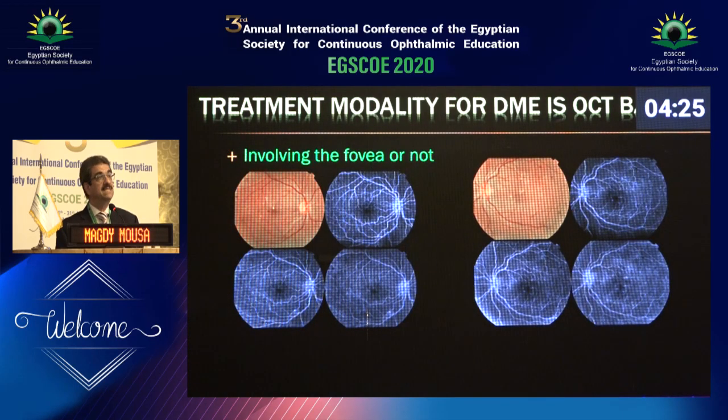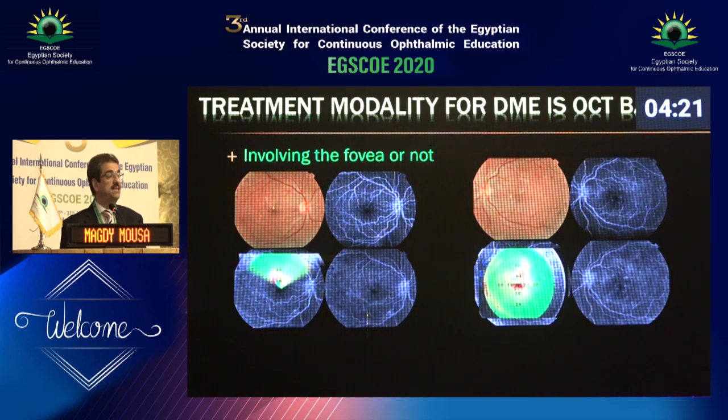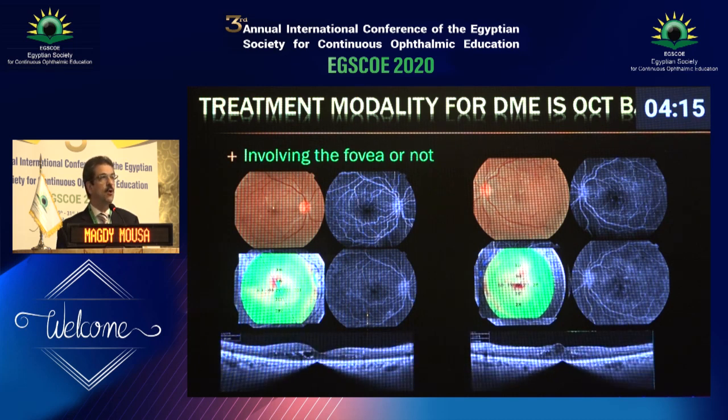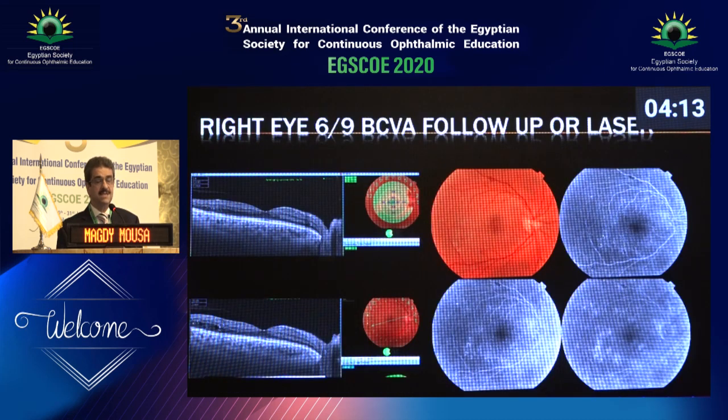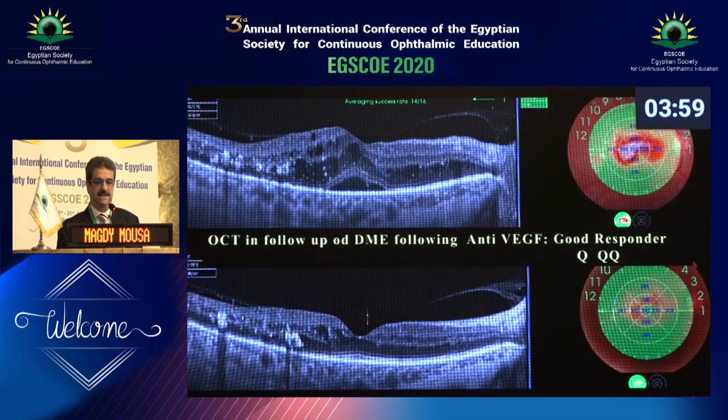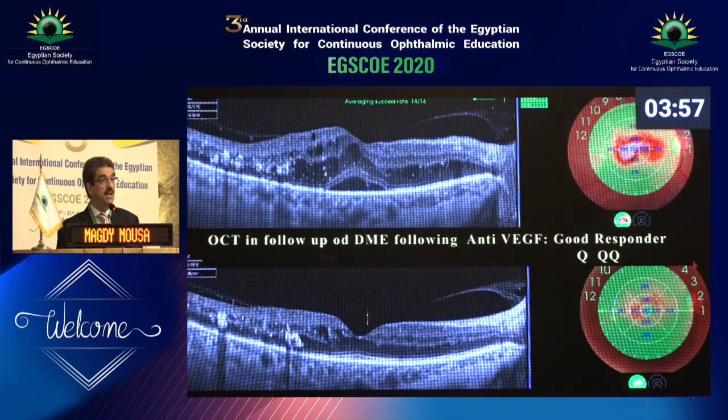As I said, classification depends on center involving and non-center involving, and it is an OCT classification. We never look at the fluorescein and say this is a center or non-center involving because OCT is the only clue in these cases. What else? We can follow up this patient looking at the fluorescein and OCT, and this is an observation case because the vision is not affected yet. But once we have cystoid edema, hyperreflective foci, sensory detachment, we all know that injection is a must in these cases.